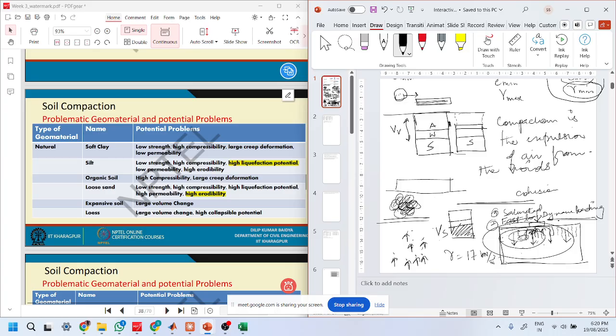And because of this, what happens is that anything that is buried down, like a pipeline, it will move up. And anything that is resting on the surface, it will move down.